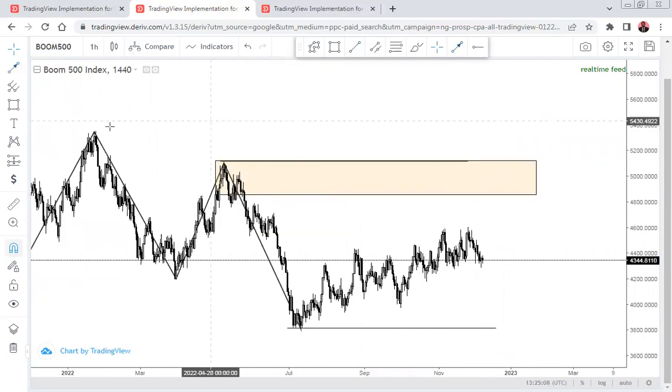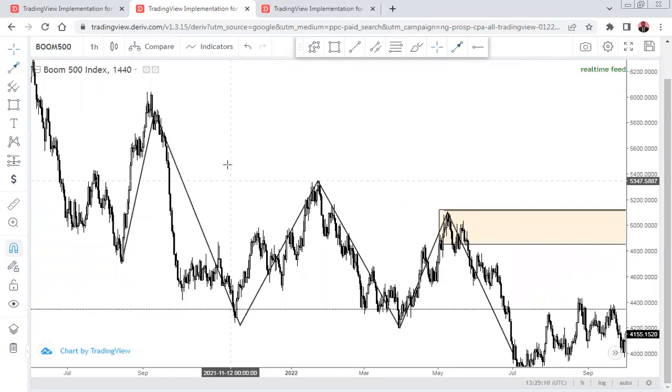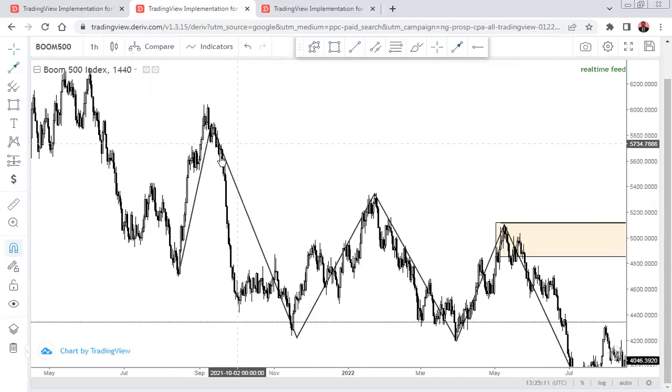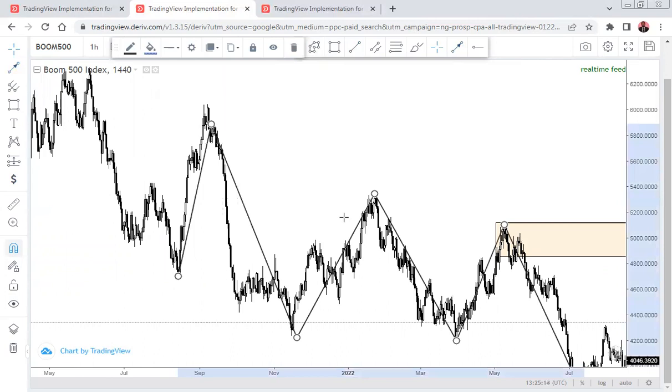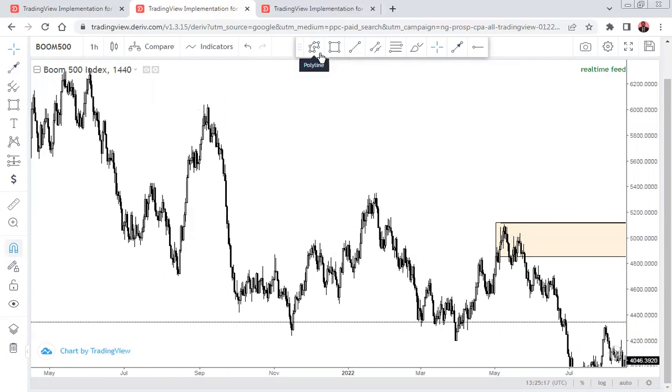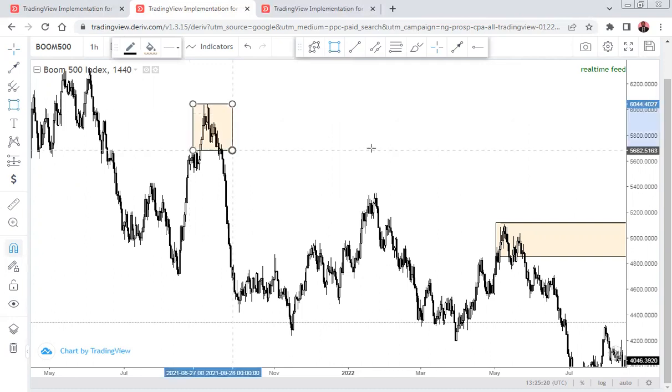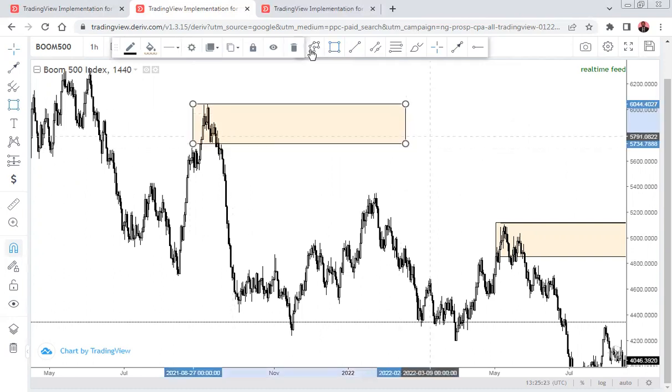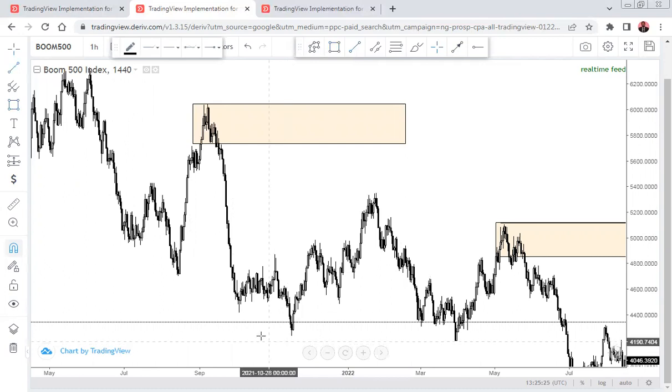So let's go back. We are backtesting. Let's see. When price gave us this zone, gave us this high, price came and gave us this range.